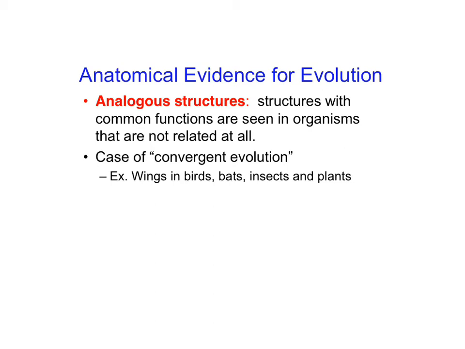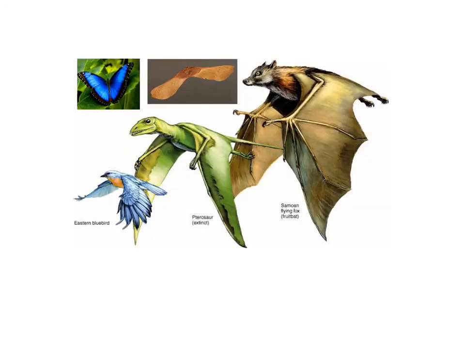And so no matter what kind of organism you're talking about, you have the similar solution. It's going to look the same. An example of this is wings. So we have birds, we have bats, we have insects, and we even have plants that have wings. And the wing structure is going to look the same. So here's what I'm talking about.